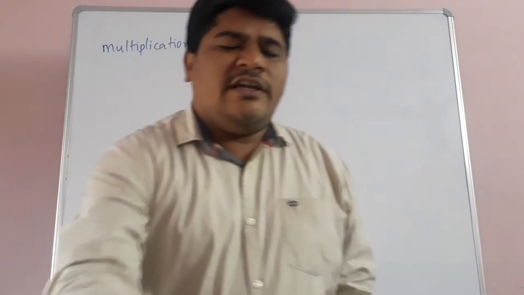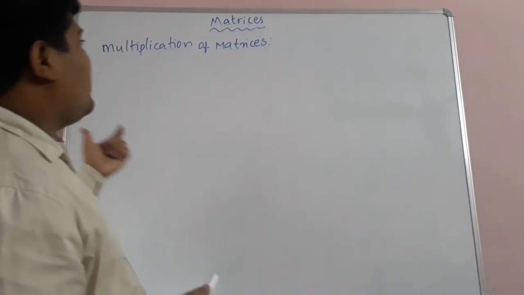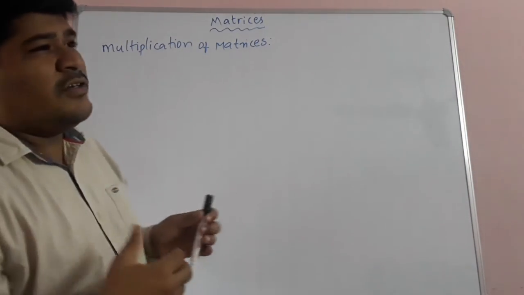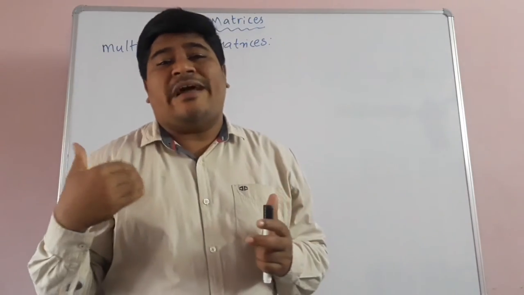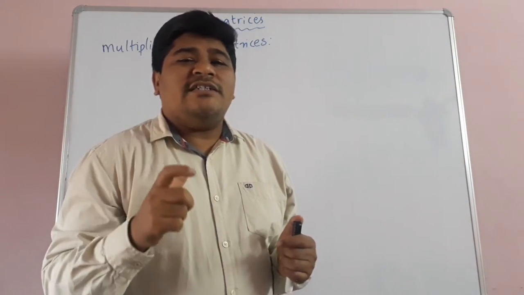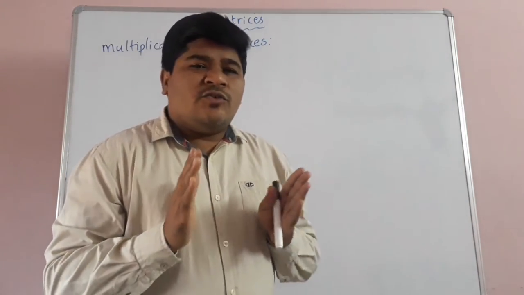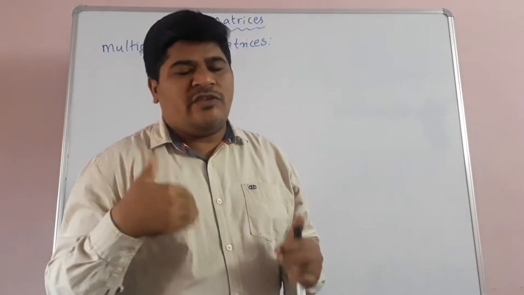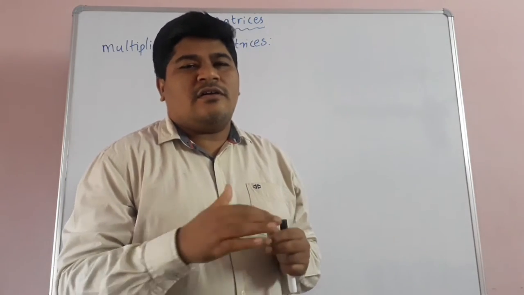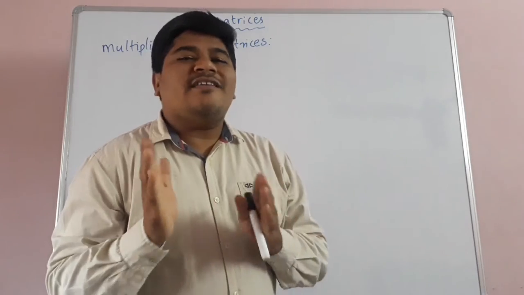Okay, now children, let's see how to do the multiplication and what is the condition to do the multiplication between two matrices. So children, what is the condition for addition or difference? The two matrices must have the same number of rows and the same number of columns. Okay, means the orders must be the same.